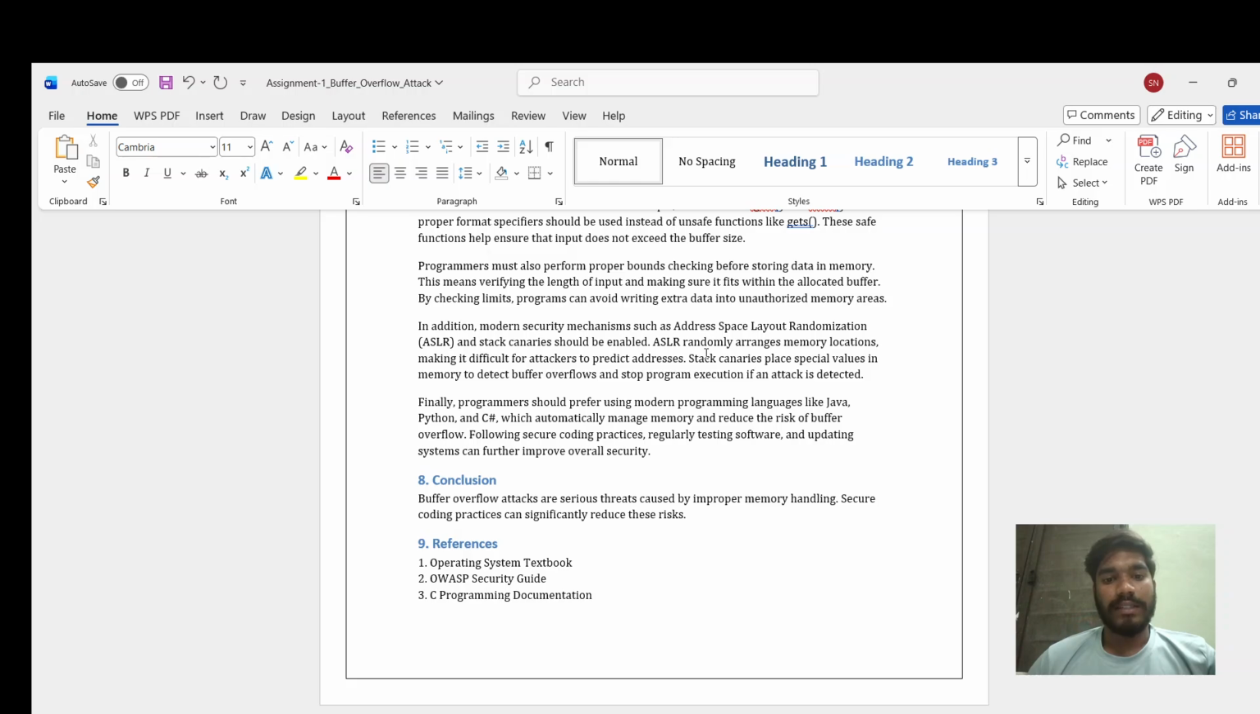Conclusion. Buffer overflow attacks are serious threats caused by improper memory handling. Secure coding practices significantly reduce these risks.